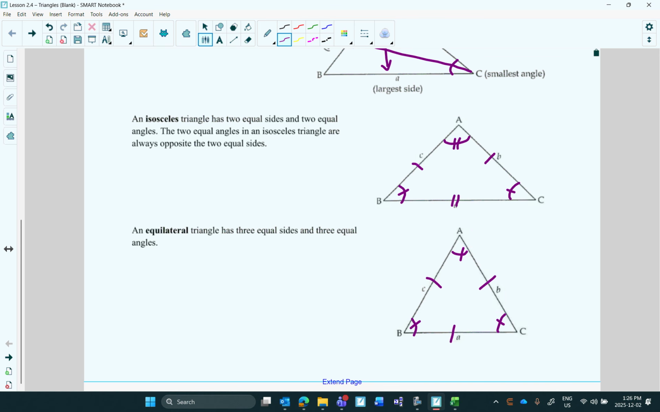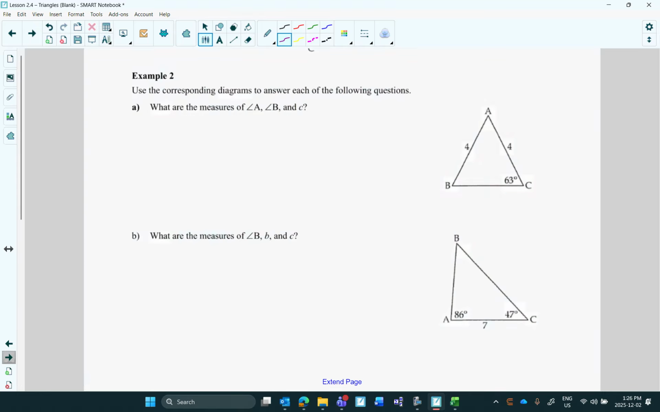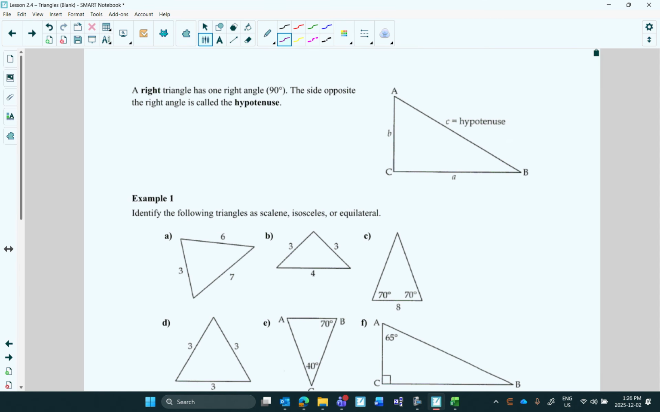Now, another type of triangle that we look at quite a bit is a right triangle. A right triangle can be scalene or isosceles. A right triangle could have all three different side lengths, meaning it's scalene, or the two legs could be the same length, which would make it isosceles. Can never be equilateral. Okay?